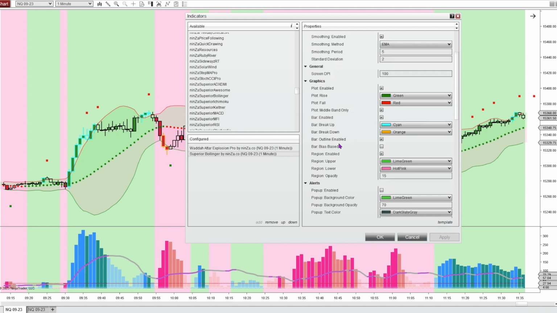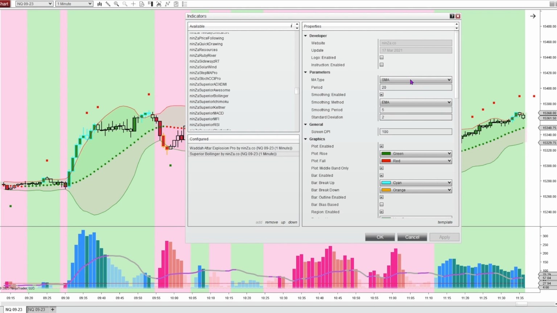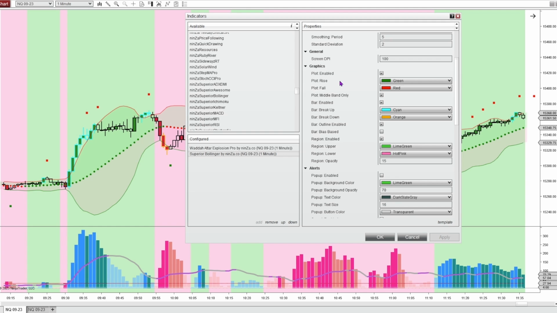For the superior Bollinger band, I've got an SMA of 20, and got the smoothing enabled, EMA 5, standard deviation of 2. I've got the plot enabled. That's these green dots on this center band here. Green for up, red for down. I've got the bar enabled and the bar outline enabled.